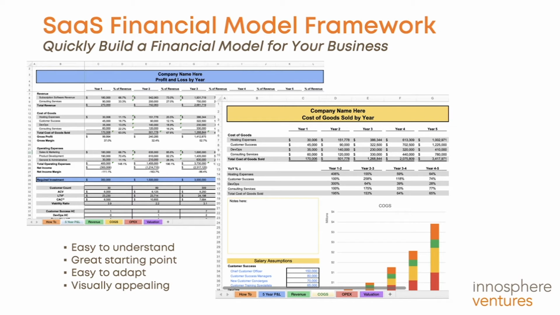It's easy to understand and comes with how-to instructions, so you can start using it quickly. And it's visually appealing in a format that investors are accustomed to seeing. It's a five-year view with monthly breakdowns for the first 2 years. The P&L tab is completely formula-driven, so you can focus on the other tabs to create your inputs.